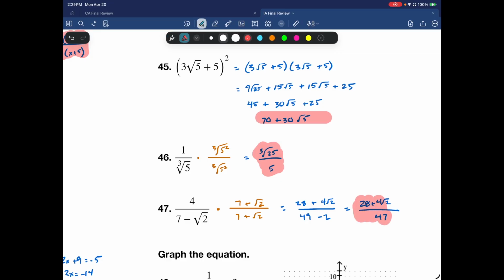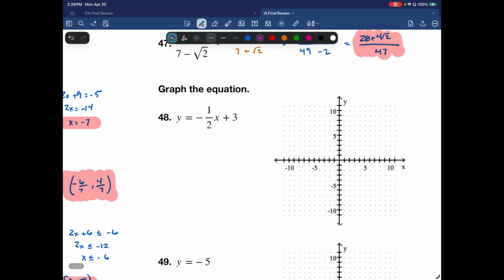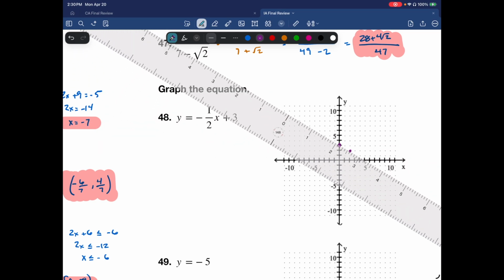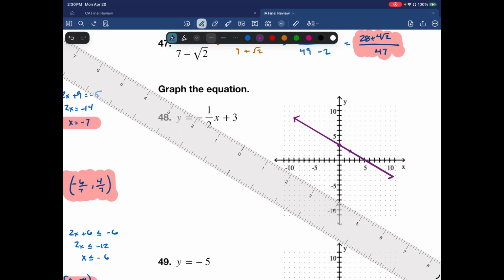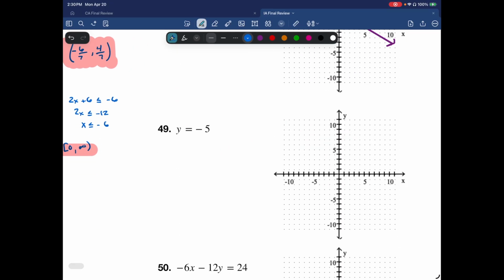Okay, and then our last three problems, we're going to graph our equations. 48 is pretty straightforward. It's in slope-intercept form already. So the 3 is my starting point, so I go from 0, 0, go up 3: 1, 2, 3. And then my slope is negative 1/2, so I'll go down 1, right 2. That's my second point. Then I connect the dots and draw my line. That's all you're doing there. On 49, this is a horizontal line. So y equals negative 5. I draw a horizontal line straight through it.